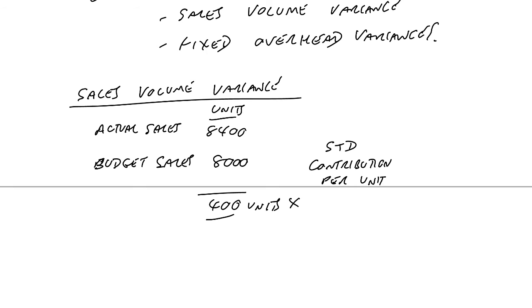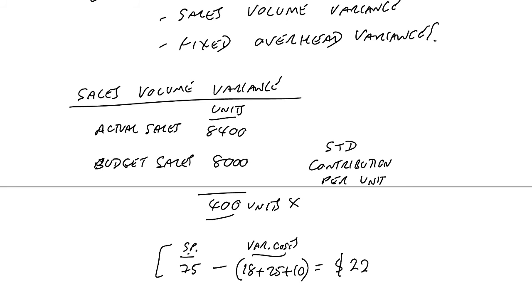And what is the standard contribution here? Remember, the standard selling price is 75. The standard cost, if it's marginal costing, is only the variable costs, which are materials of 18, labour of 25, variable overheads of 10. And so the marginal cost, 18 plus 25 plus 10, is 53. Selling price, 75. And so $22 per unit. And so the sales volume variance, if we're using marginal costing, will be 8,800. Here it's favourable, we've sold more units.